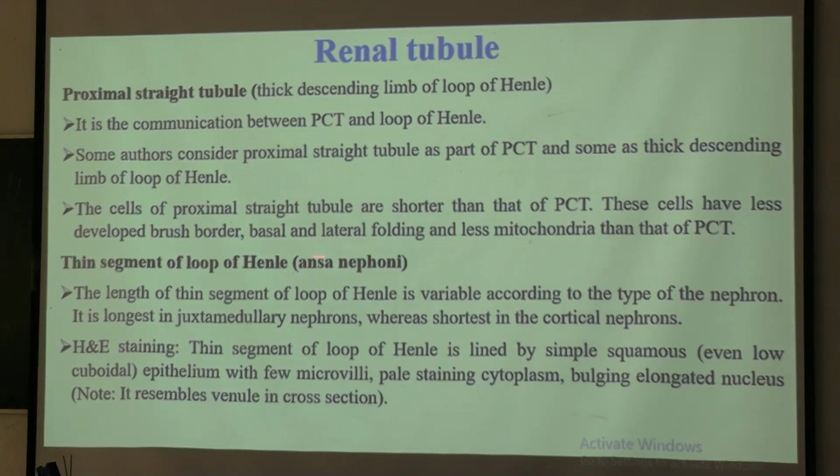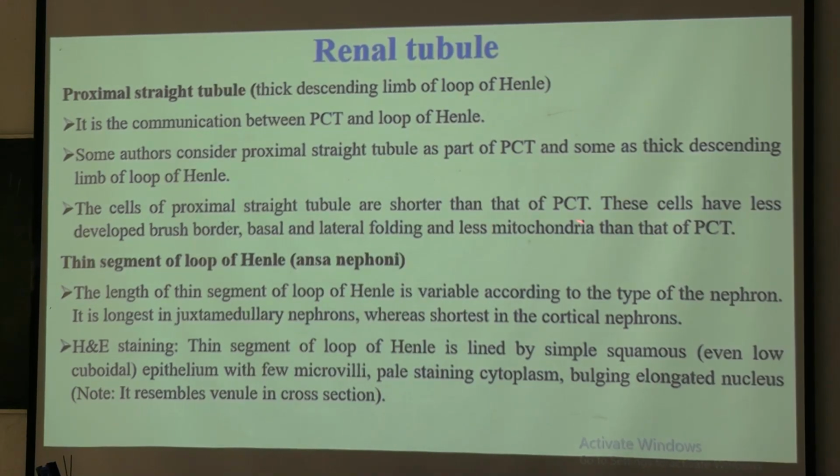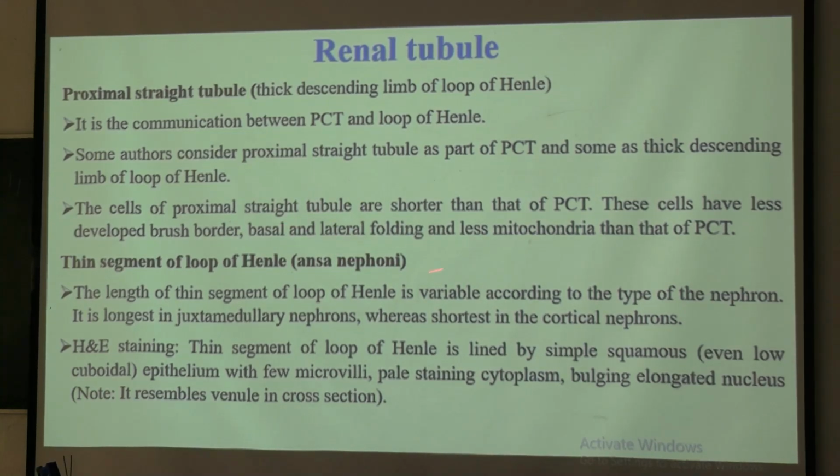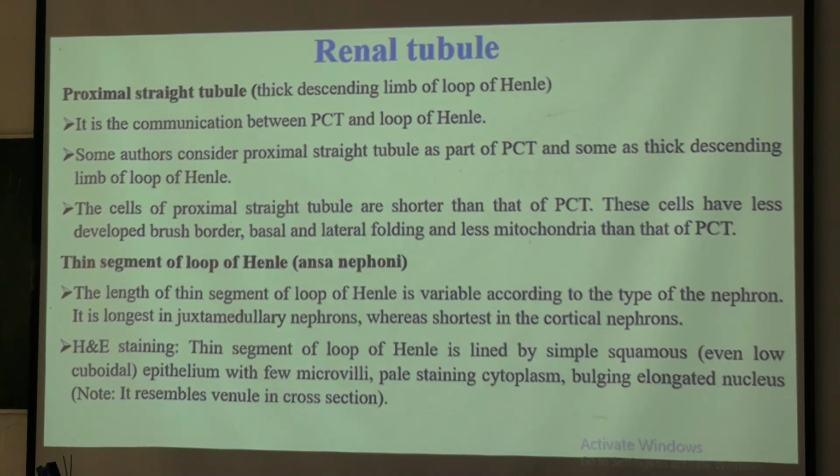The cells of the proximal straight tubule are shorter than those of the PCT, and these cells have less developed brush border, basal and lateral folding, and fewer mitochondria than the PCT. Okay, that is the difference from the PCT.